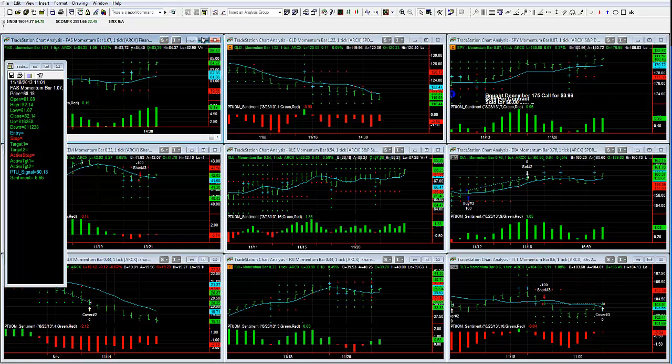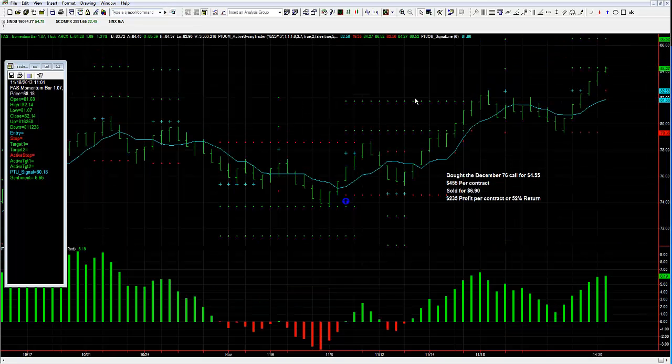Let's start out with symbol FAS. This is one of the financial ETFs that I track. It's very important for me to have exposure to the financial sector at all times because it tends to be a sector that leads the market both to the upside and to the downside. So FAS is one of the names that I personally use. And we're going to start out by taking a look at this long setup.